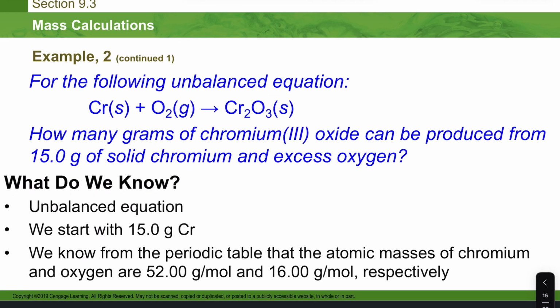So, we'll start with 15 grams of chromium. We do know that because this is the thing that is given to us as a number present in our question. We also know that the atomic masses of chromium and oxygen are 52 and 16 from the periodic table, and so we can find out what the molar masses are of these substances.